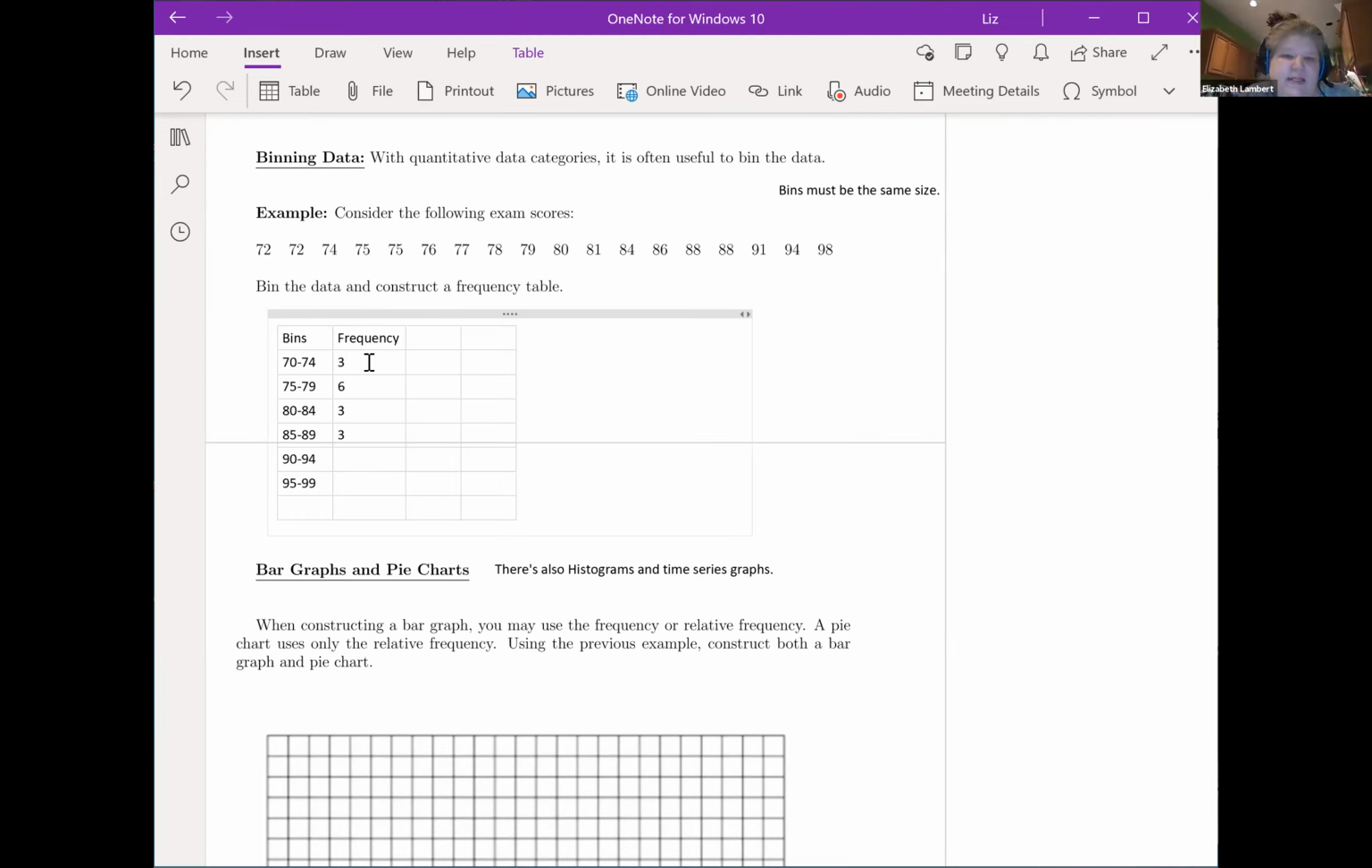All right, and then the 90 to 94, there's 2. And then the 98 is the only one in that bin. There we go. Now, there's our frequency table. I like to know my total, though. It just bothers me to not know. So 3 and 6 is 9, and 6 is 15, 16, 17, 18 scores.